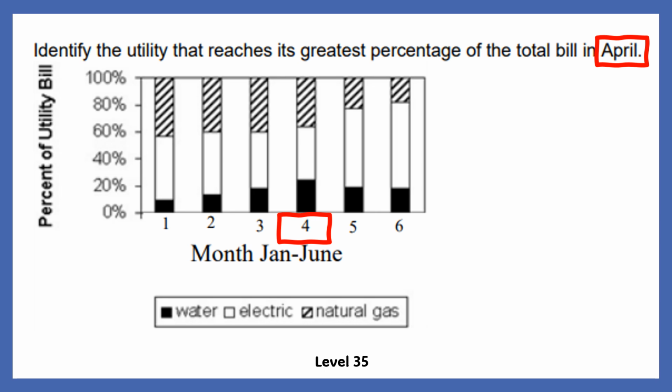We first need to identify April would be the fourth month of the year. So if we look at the fourth column, it doesn't ask us which one is the biggest. It says which one of them is at its biggest. And if we look at the black bar in April, the black bar is bigger than it is in any other month, which means we're going to pick water. Water has reached its biggest percentage in April.